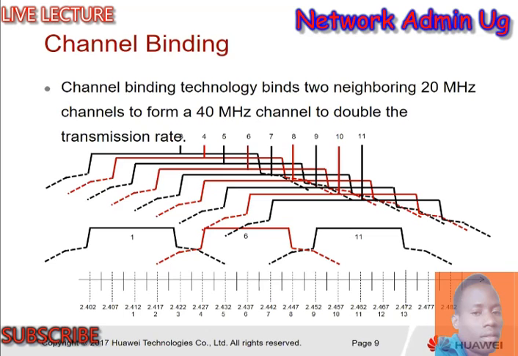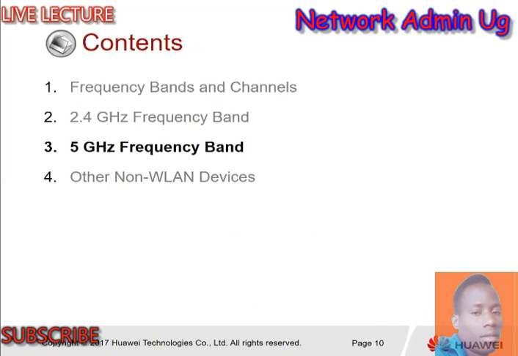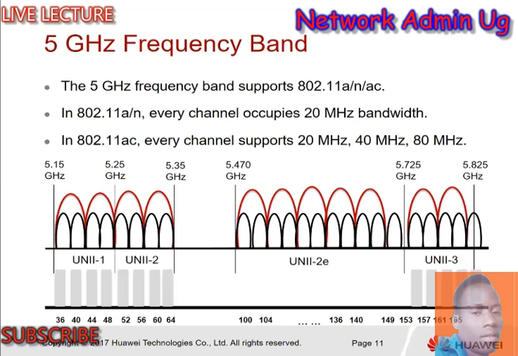So that's about the 2.4 gigahertz frequency band. Let's look at what is found in the 5 gigahertz frequency band. For the 5 gigahertz frequency band, it mainly also supports the technology of binding the 20 megahertz channels, because 802.11n works well also with the 5 gigahertz, because remember 802.11n can support 2.4 gigahertz and also supports the 5 gigahertz.